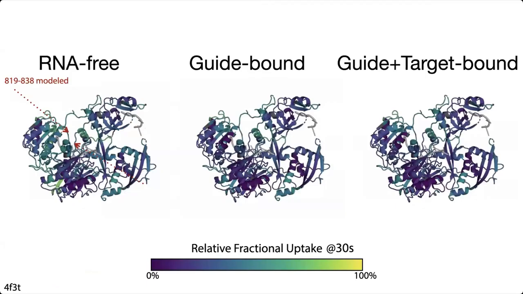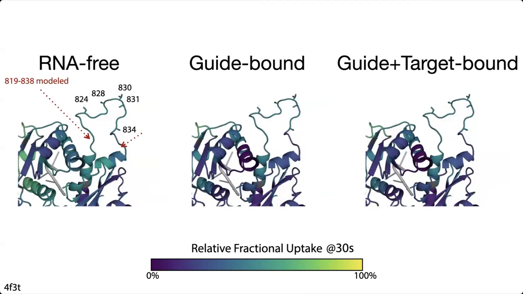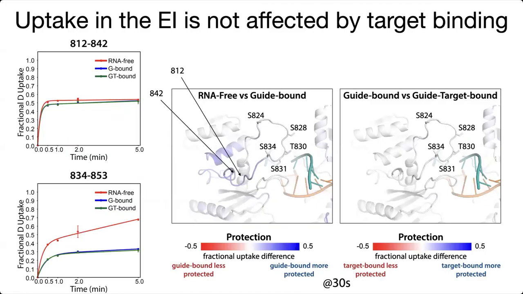What about the eukaryotic insertion? Because we don't have a structure of this, we had to actually model it in. And well, these all look pretty similar, right? In fact, what we found was that overall, the uptake in the eukaryotic insertion was not affected by the target binding. You can see that the region that actually covers the eukaryotic insertion itself is pretty similar in all three. The RNA-free, that's red, is a little bit higher uptake compared to the guide and the guide target, these blue and green respectively. But the blue and the green, the guide and the guide target, are pretty much overlapping one another. There's no difference between them.